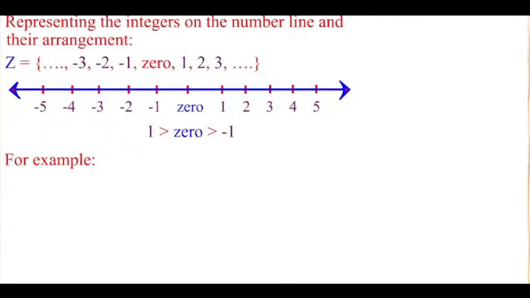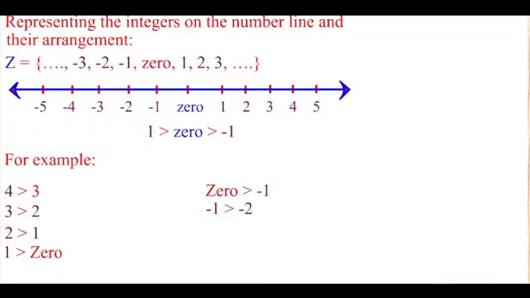For example, 4 is greater than 3. 3 is greater than 2. 2 is greater than 1. 1 is greater than 0. 0 is greater than -1. -1 is greater than -2. -2 is greater than -3. -3 is greater than -4.